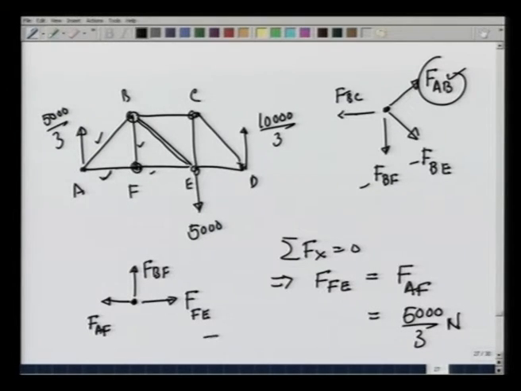Now, summation Fy is equal to 0 gives you right away that FBF is equal to 0. The moment I know FBF, I know this force and I know this force. There are only 2 unknowns at point B. I can solve for forces FBE as well as FBC. Let us do that.